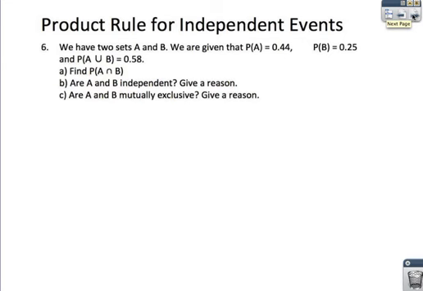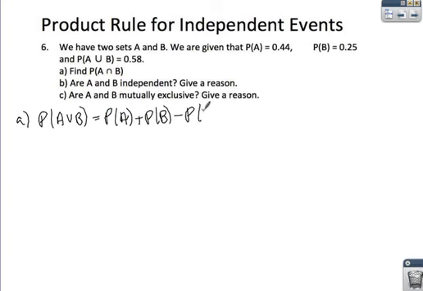Question 6. Again, the information is given to you in notation form. P(A) is 0.44, P(B) is 0.25, P(A union B) is 0.58. Again, we're not told anything about whether the events are independent. So what we first have to do to find P(A and B) is use the formula for combined events, and that is P(A union B) is equal to P(A) plus P(B) minus P(A and B). This is how you have to find P(A and B) to start, unless you're told that they're independent.